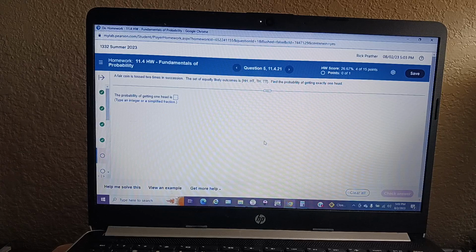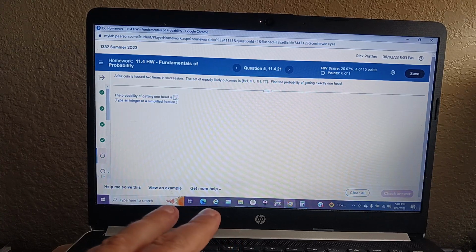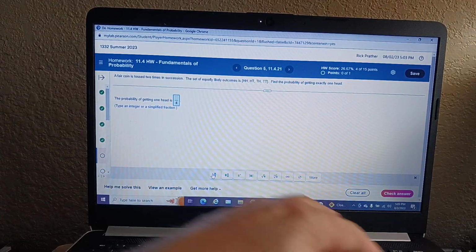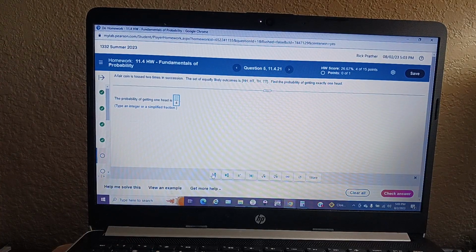Okay, a fair coin is tossed 2 times in succession. There's 4 possible things that can happen. You can get heads and heads, that's 1. Or heads first and tails second, that's 2. Or tails first, heads second, that's 3. Or they could both be tails. There's 4 possible things here, and they were nice enough to list all 4 of them for you. If you take statistics, Math 1342, they make you write the sample space down, actually. But here they wrote it down for you.